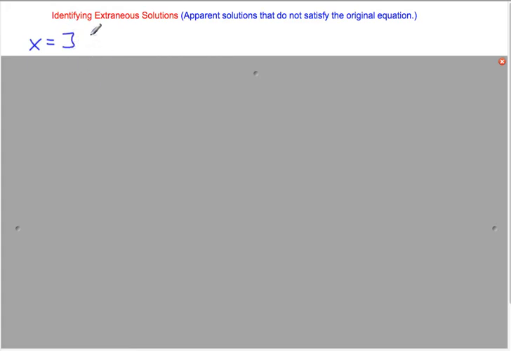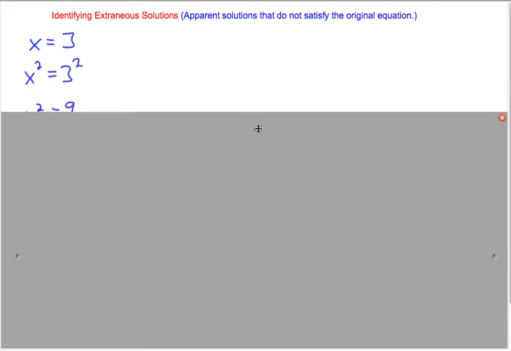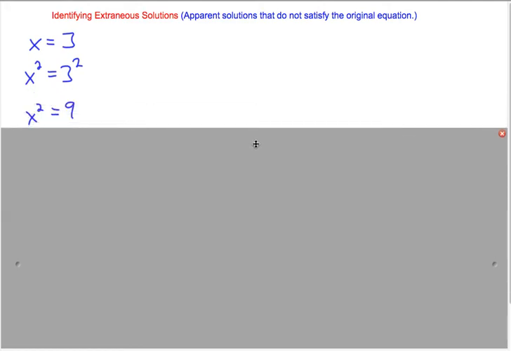Now we're going to identify extraneous solutions. An extraneous solution is an apparent solution that does not satisfy the original equation. So if our original equation was x equals 3, and we square both sides, we end up with x squared equals 3 squared. And if we simplify that, we get x squared equals 9.